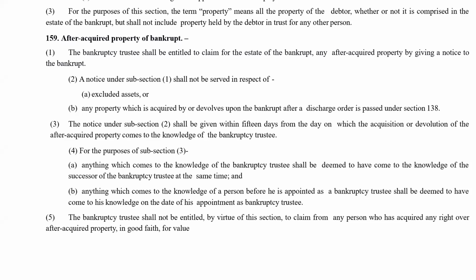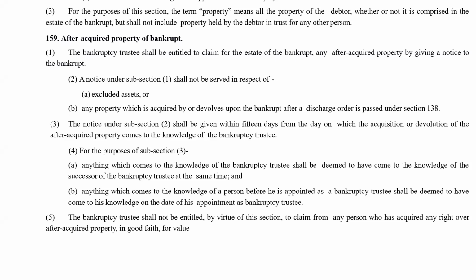The bankruptcy trustee shall be entitled to claim for the estate of the bankrupt any after acquired property by giving a notice to the bankrupt. And a notice under subsection 1 shall not be served in respect of excluded assets, because excluded assets are not to be covered in the bankruptcy estate, or any property which is acquired by or devolves upon the bankrupt after a discharge order is passed. Because once a discharge order is passed, the bankrupt is as good as any ordinary person.